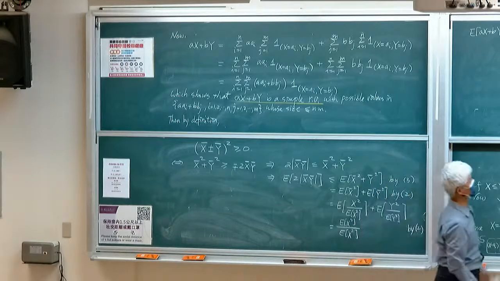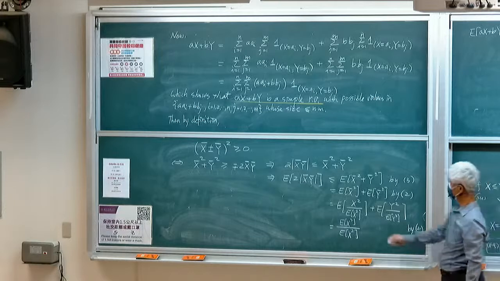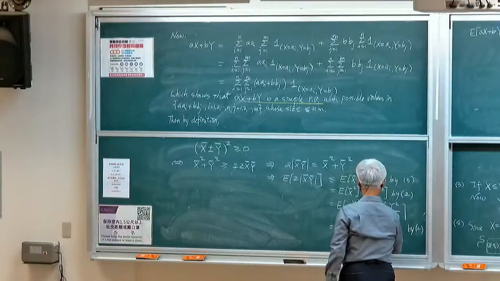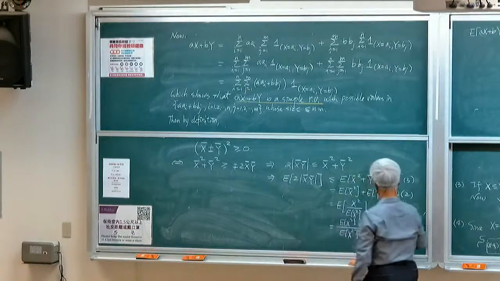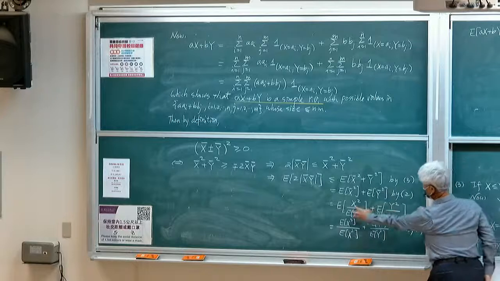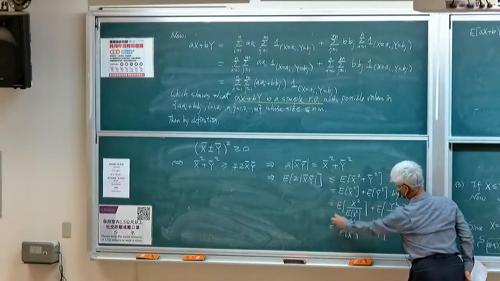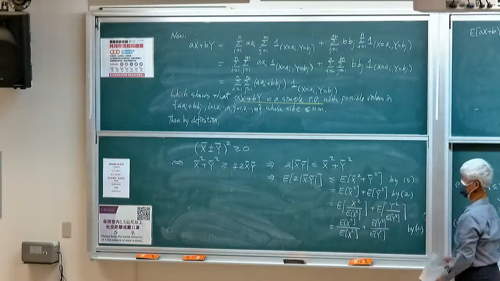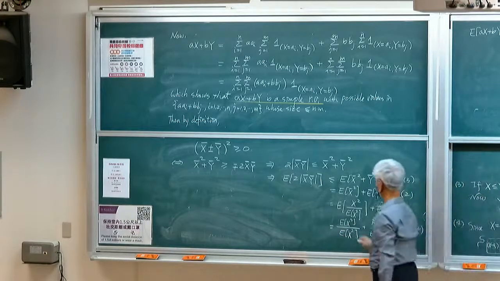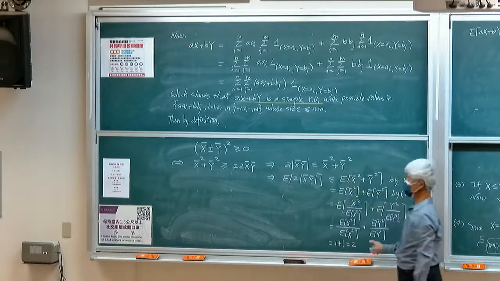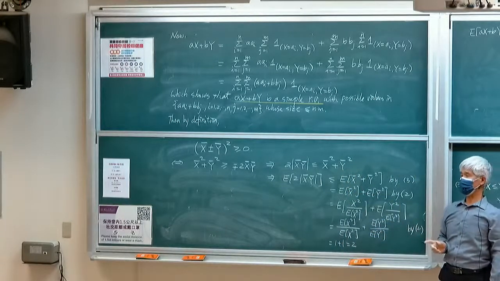Okay, by property 2, that's a scale, and so you can move the denominator out of the expectation. So that is 1 over something. Okay, and so that is 1 plus 1, and this is 2. This is the reason why I call it normalized.